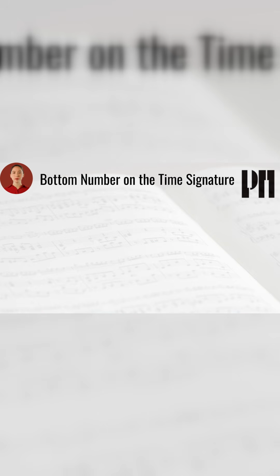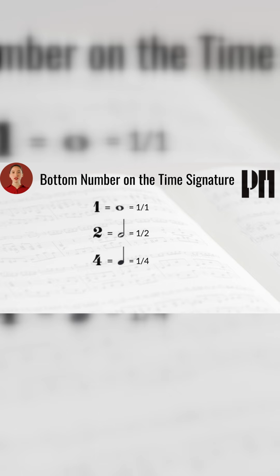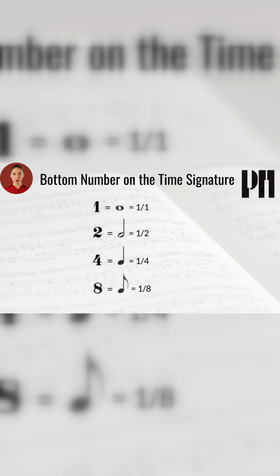Another way to understand the bottom number is to see it as a fraction of a whole note, which represents one complete note. The number 1 represents the entire whole note. The number 2 represents 1/2 of a whole note, which is a half note. The number 4 represents 1/4 of a whole note, which is a quarter note. And the number 8 represents 1/8 of a whole note, which is an eighth note.